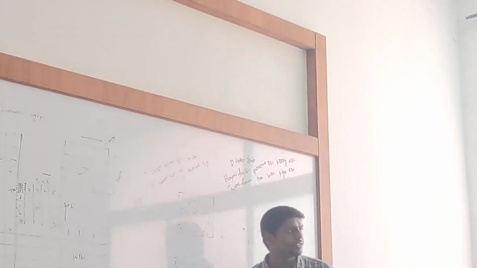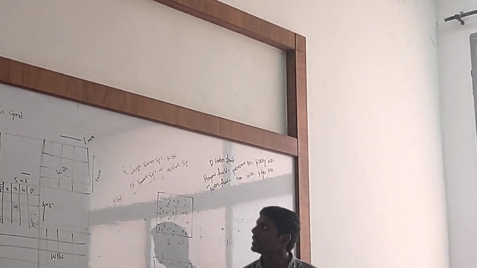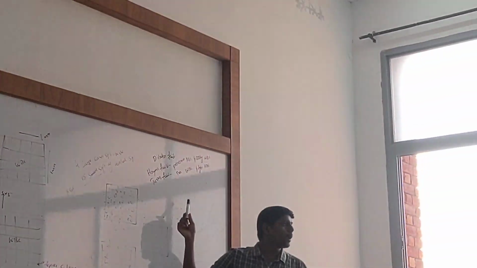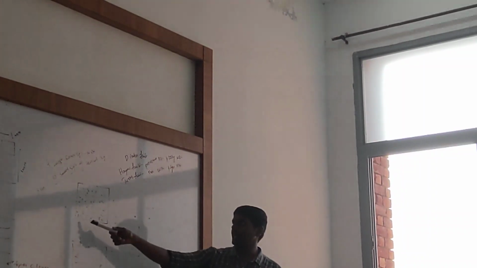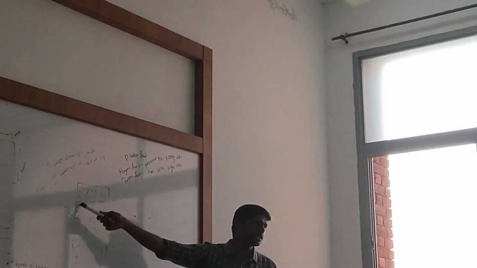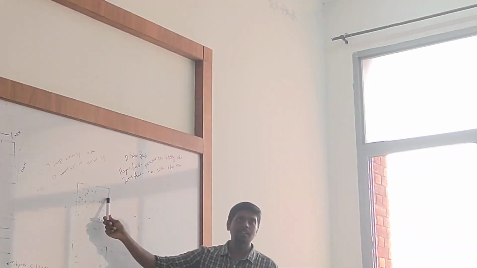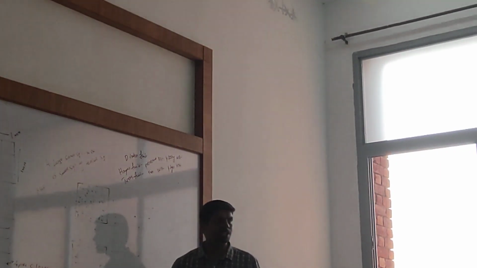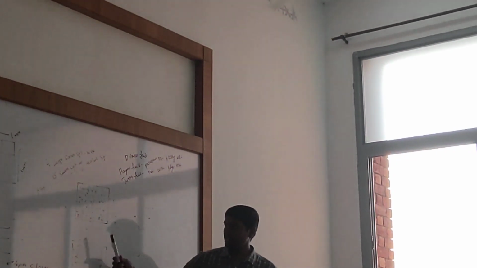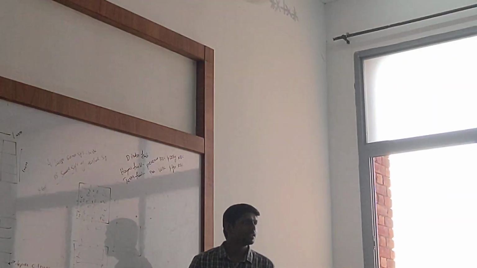And what is the depth of the Neubauer chamber? 0.1. So what you will do, you will count 5 squares out of the 5 by 5, and you will start counting each small square in this fashion. Then the overall calculation is N into 10,000.